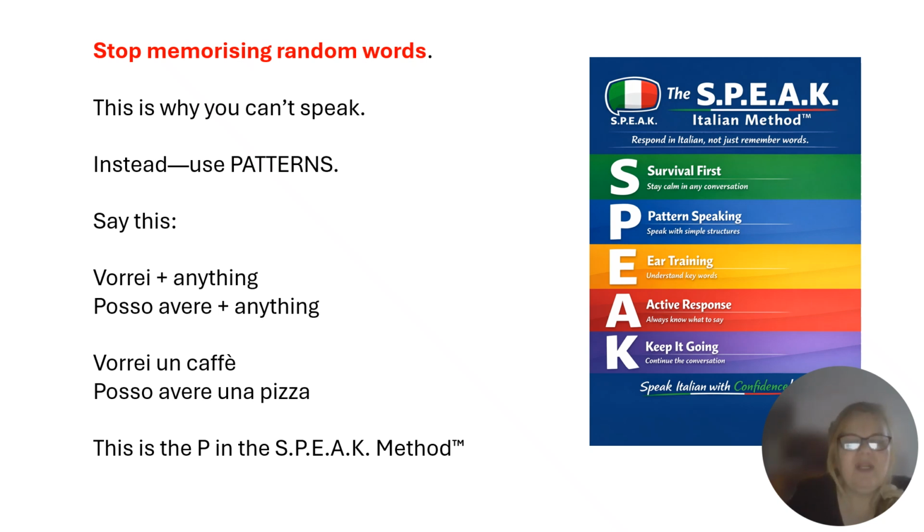For example, vorrei means I would like, or posso avere, could I have. And then you have anything. So you know the words for coffee and pizza and drink and wine. You just add that to your verb vorrei or posso avere. And there you have what you would say when you go into a bar. So you don't need to freeze. This is the P in the Speak method, the P for pattern.